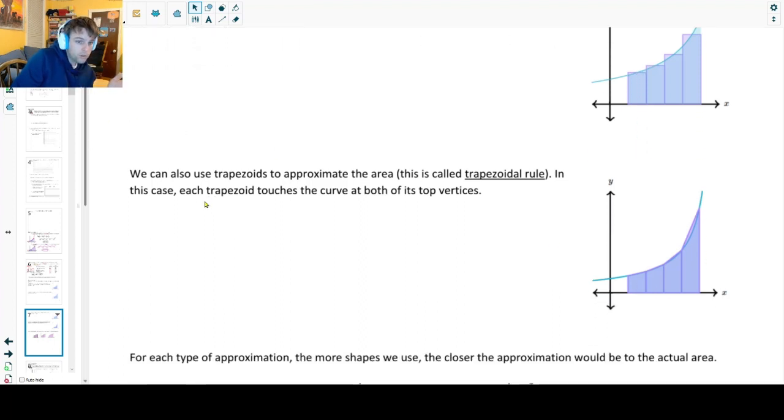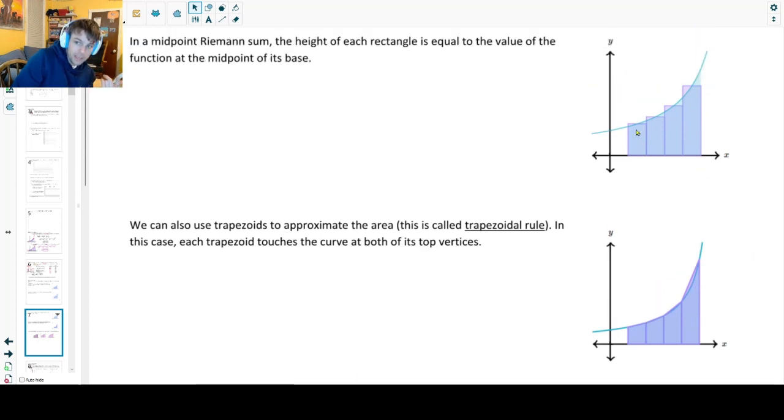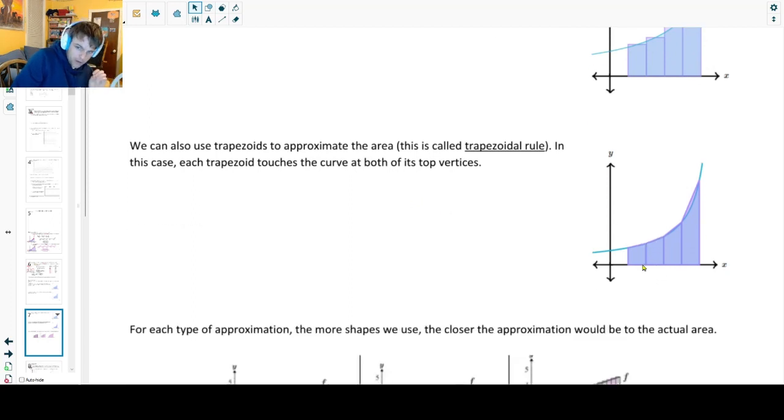Now, we can also use some other shapes, which we're going to look at later on, like trapezoids. You can see how these trapezoids can do an even better job than rectangles at approximating the area. This is much closer than any of the other approximations that you can see here before, right? Even the midpoint, which is pretty good, this one's probably better, right? In this case, we use the area of trapezoids.